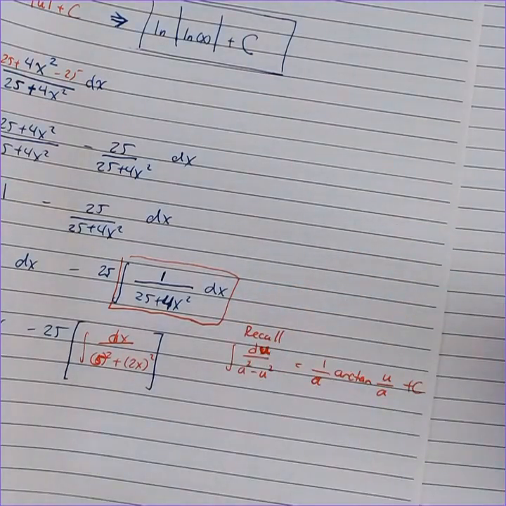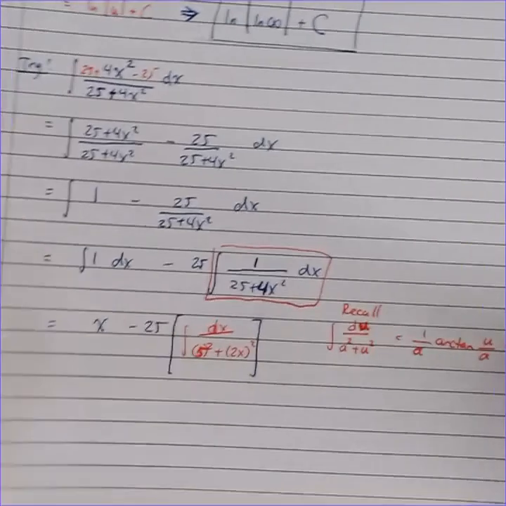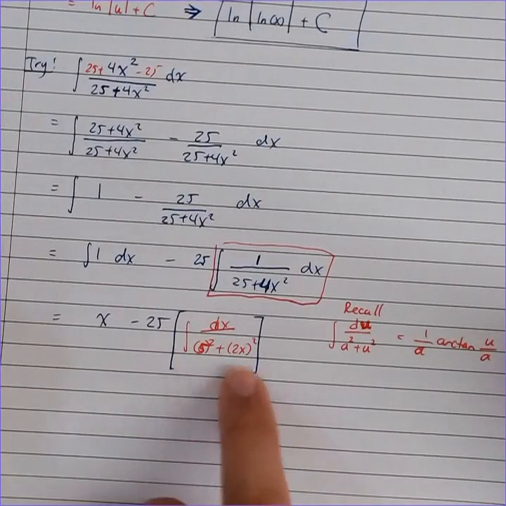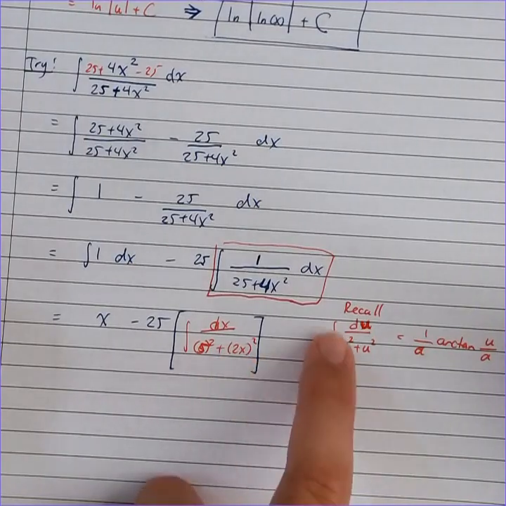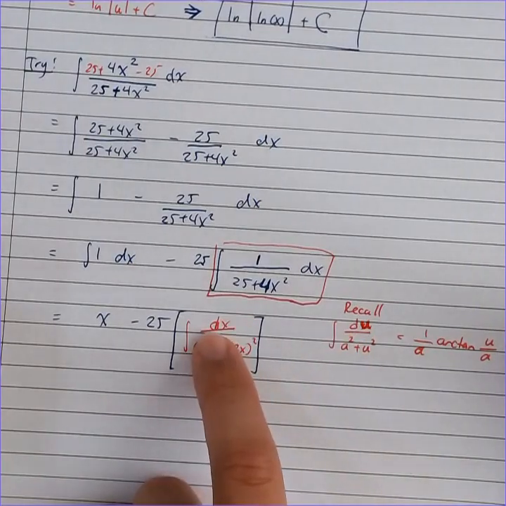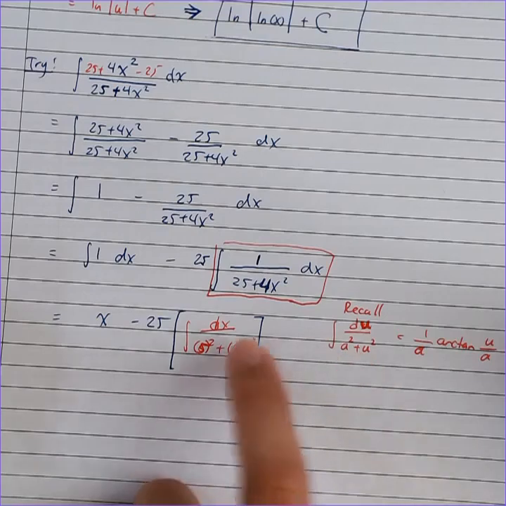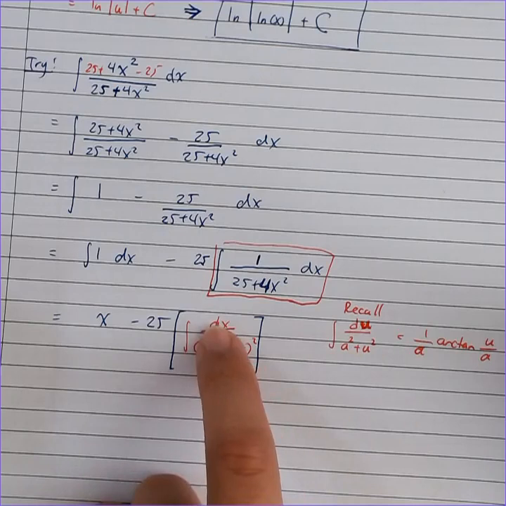Du over a squared plus u squared is equal to 1 over a arctangent of u over a plus c. And that's what we have here. Well, almost. After all, here, if I'm calling that u, that numerator is supposed to be du. Oh, well then du is 2 dx, not just dx. So I need an extra 2 here.